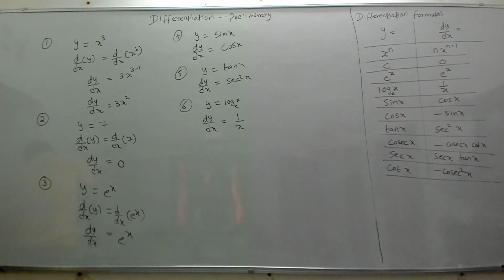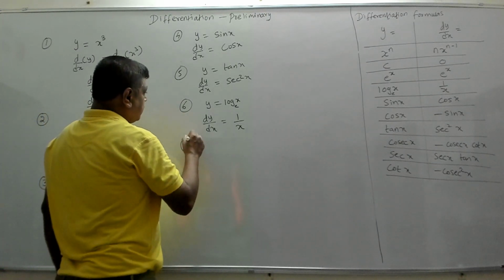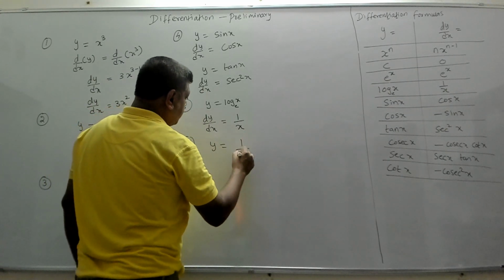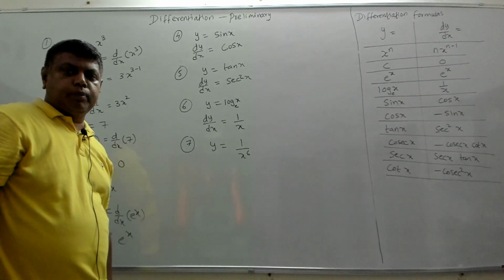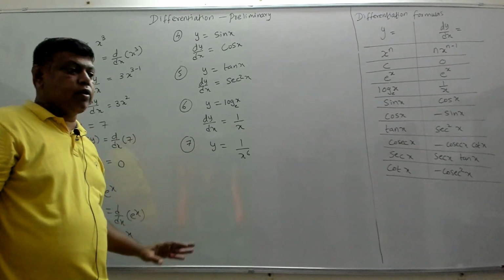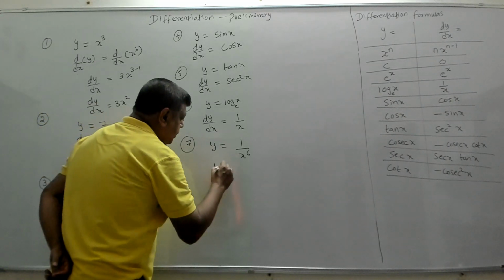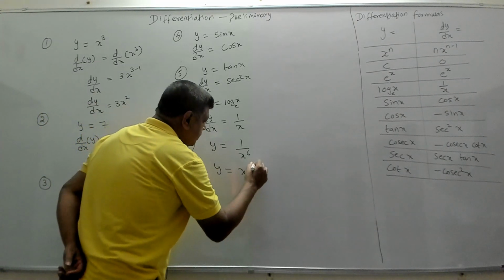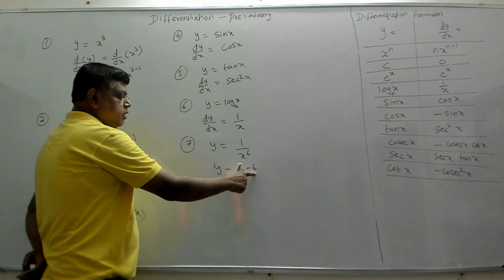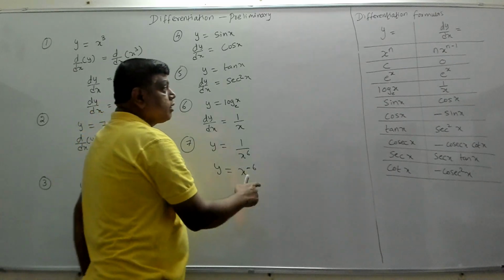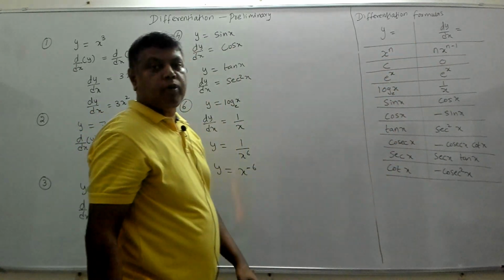Fine. Now let's take the seventh one. Suppose we have y is equal to 1 by x power 6. Now how will we differentiate this? What is the differentiation of y equal to 1 by x power 6? Y can be written as x power minus 6 using laws of exponents. Why am I writing it like this? So that it will look like x power n, then we can apply the differentiation formula n x power n minus 1.